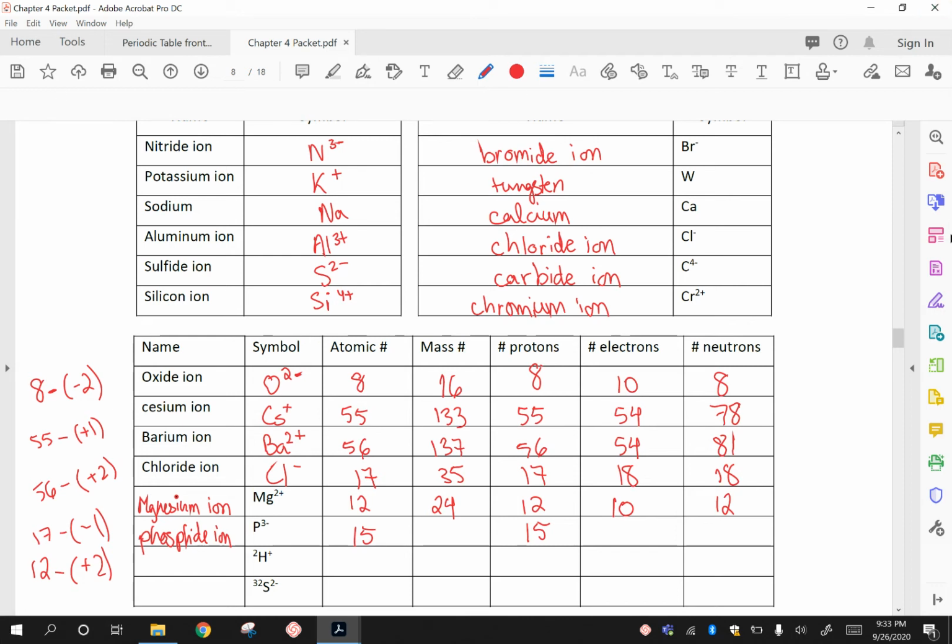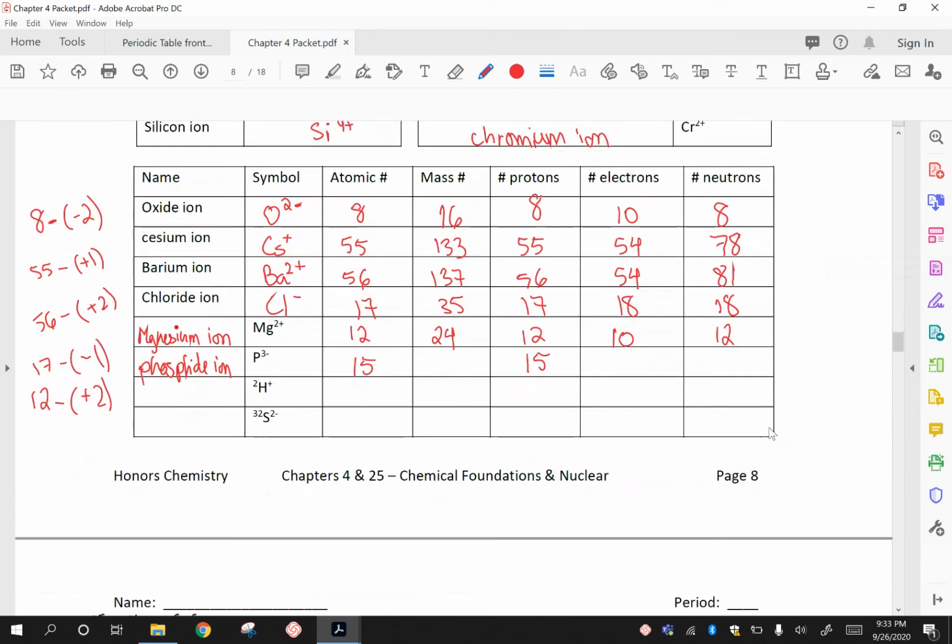If we want to find the number of electrons, we take the atomic number, which is 15, minus the charge. The charge is -3. And so that gives us 18. The mass number of phosphorus from the periodic table is 31. So 31 minus 15 would give you 16 neutrons.